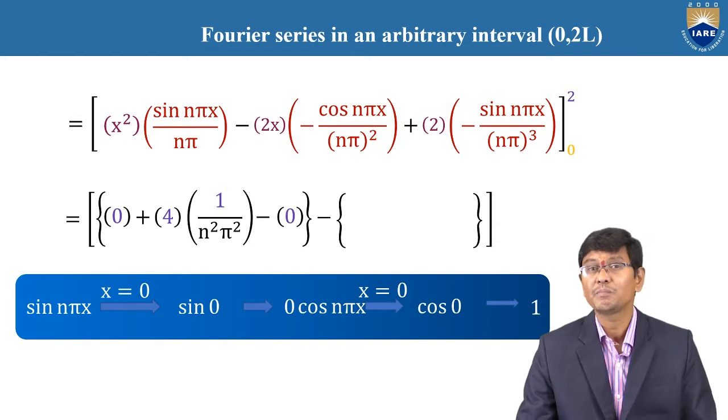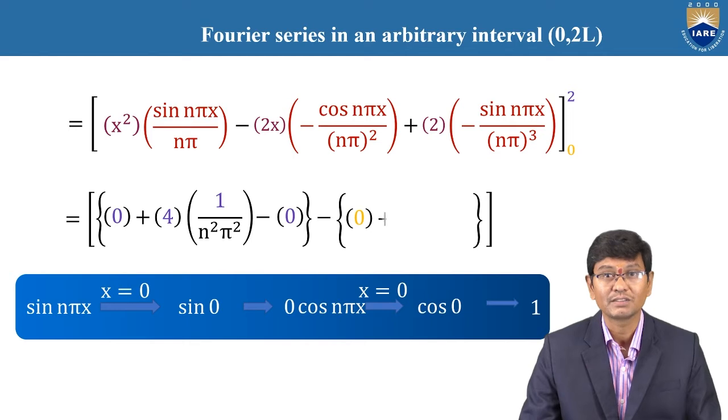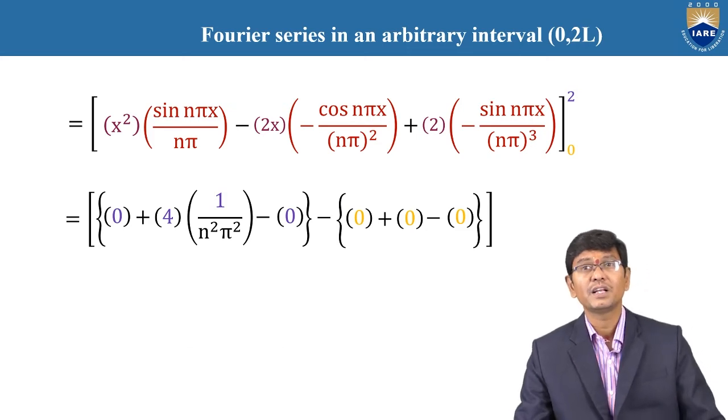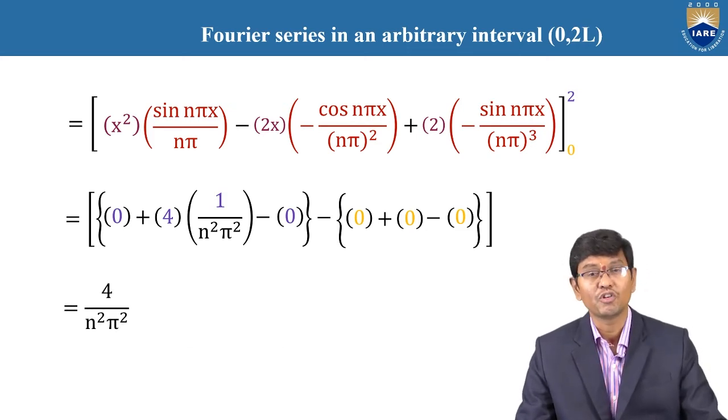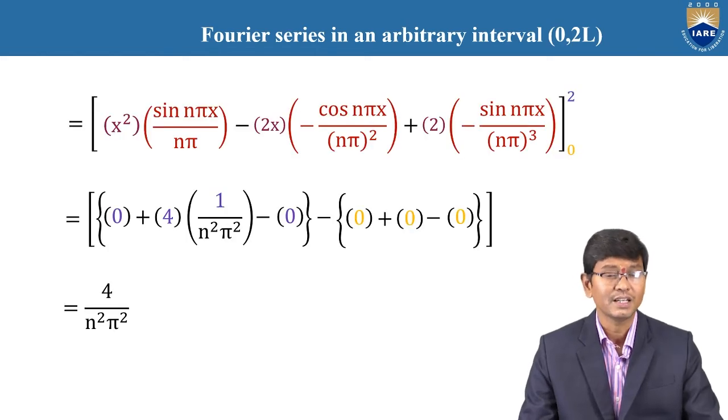Now while we replace the lower limit using these values, including the upper limit as well as the lower limit, the first term is 0, the second term is 0, and the third term is also 0, by replacing the upper limit and the lower limit one by one. Now we need to simplify this totally. You obtain clearly 4 by n square pi square as the value.